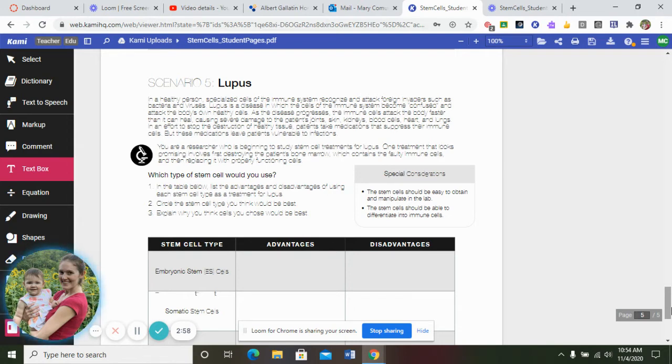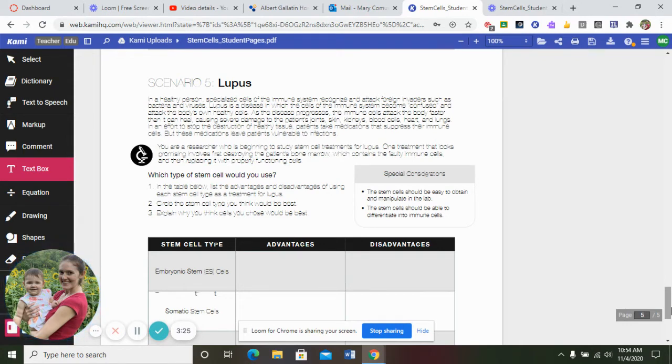And the last scenario is going to be about lupus. So in a healthy person, specialized cells of the immune system recognize and attack foreign invaders such as bacteria and viruses. Lupus is a disease in which the cells of the immune system become confused and attack the body's own healthy cells as the disease progresses. The immune cells attack the body faster than it can heal, causing severe damage to the patient's joints, skin, kidneys, blood cells, heart, and lungs.